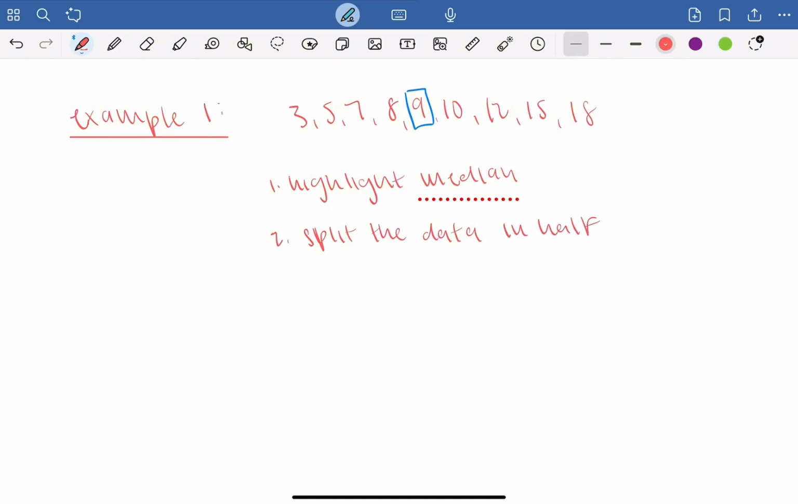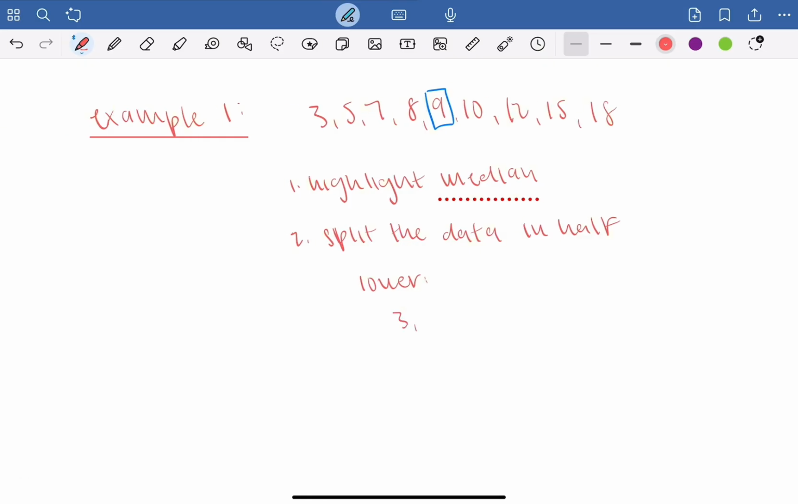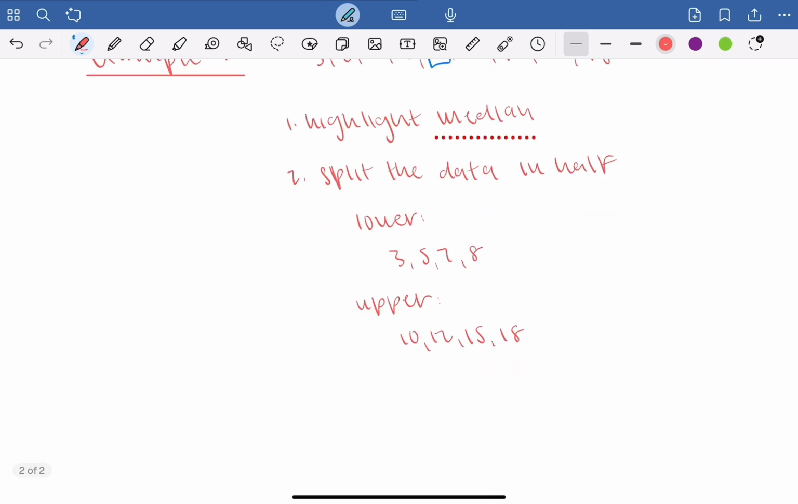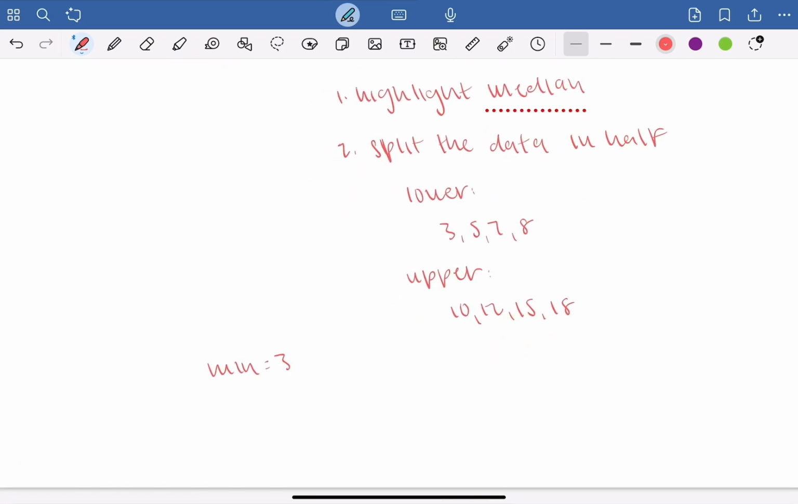My lower half becomes 3, 5, 7, and 8. Since there are 4 numbers, there isn't a middle value. Instead, I average the two middle values. 5 plus 7 equals 12. 12 divided by 2 equals 6. Therefore, Q1 equals 6.